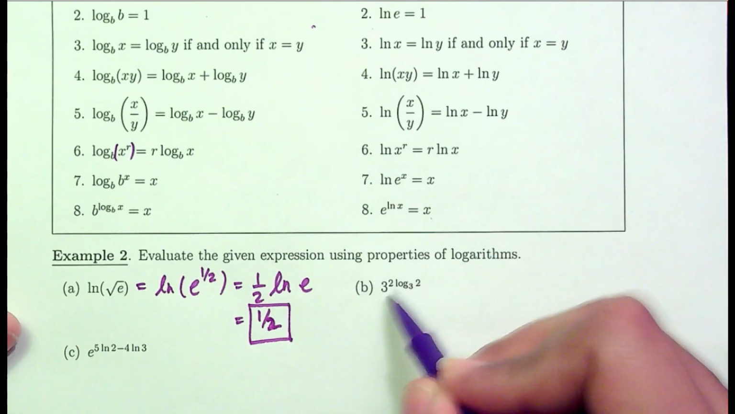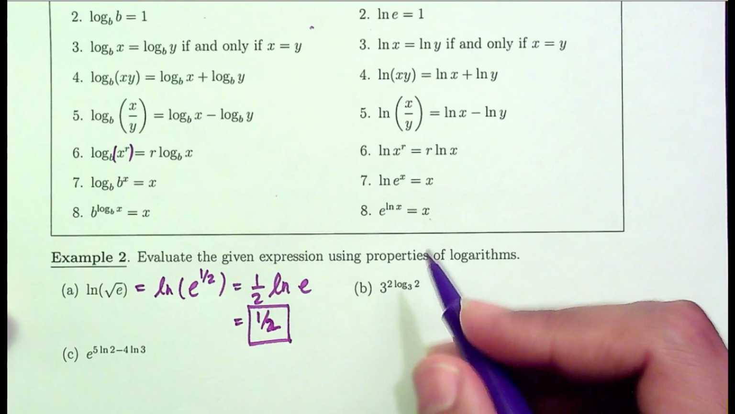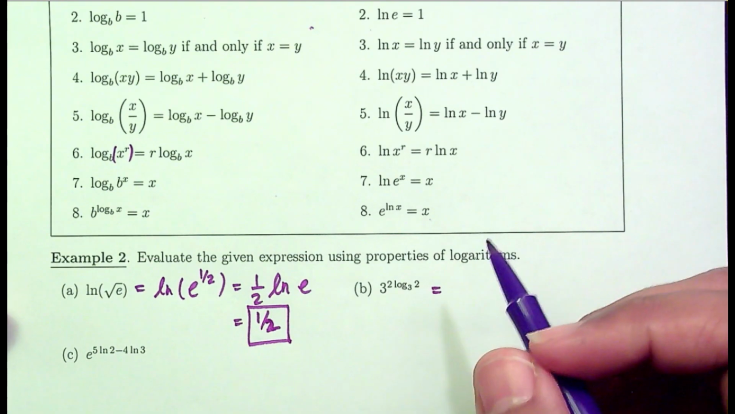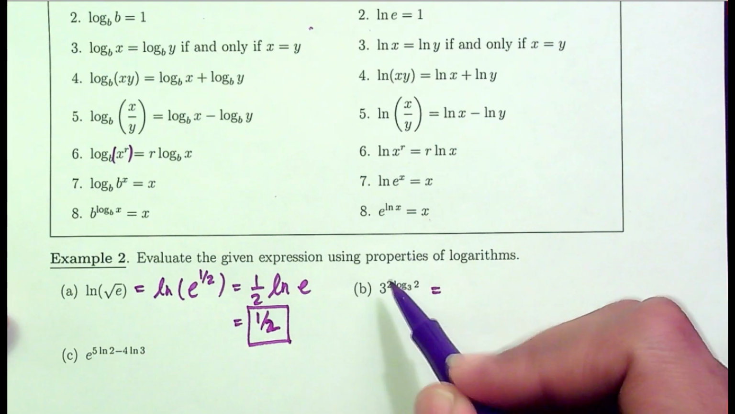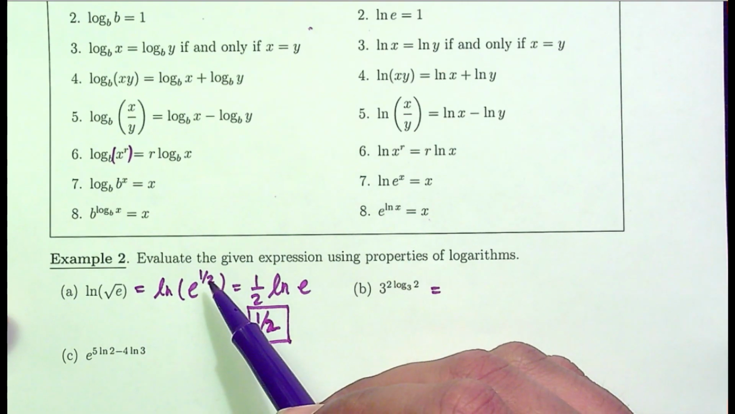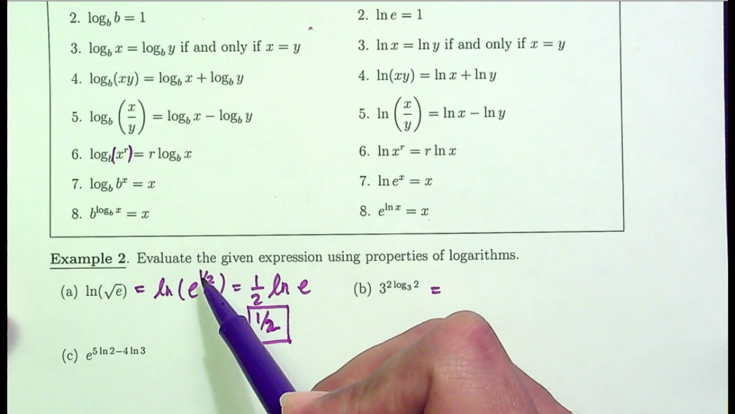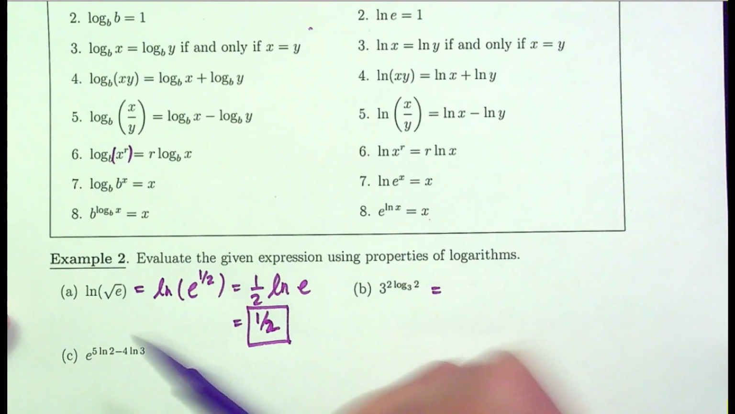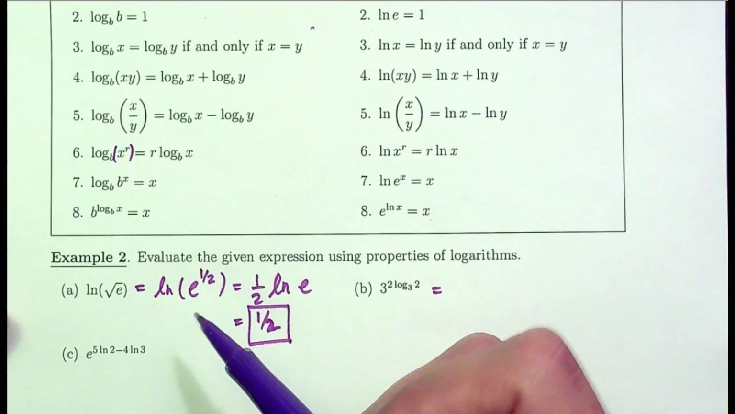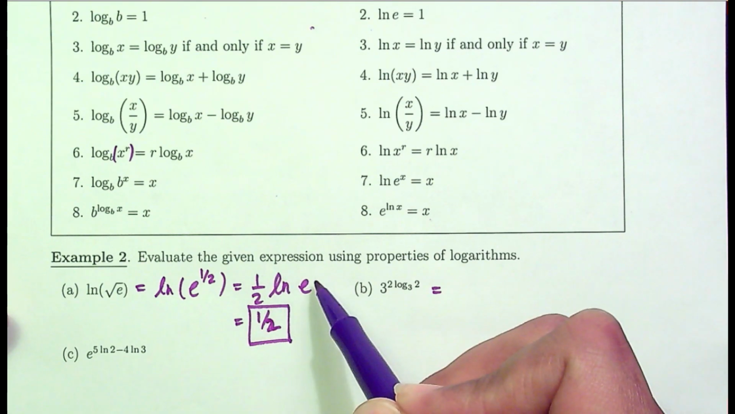Okay, now let's do this one: 3 to the 2 log base 3 of 2. This one is a little bit more tricky. We're going to use the same property that I used here, but backwards. In this example, I used the property that I can move an exponent inside the logarithm all the way to the front. Now we're going to do it in reverse, backwards. So now I can take a number in front and move it all the way inside as an exponent.